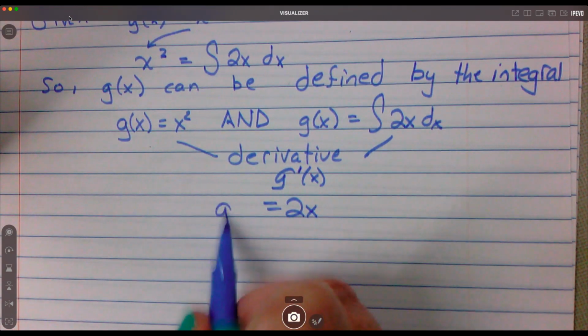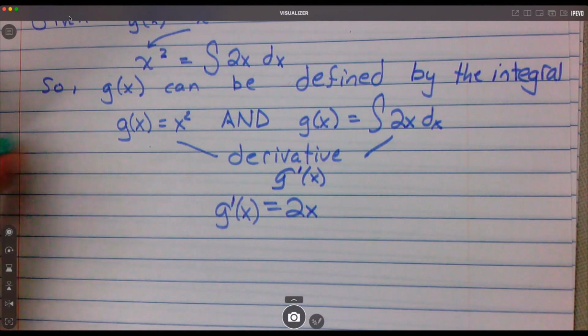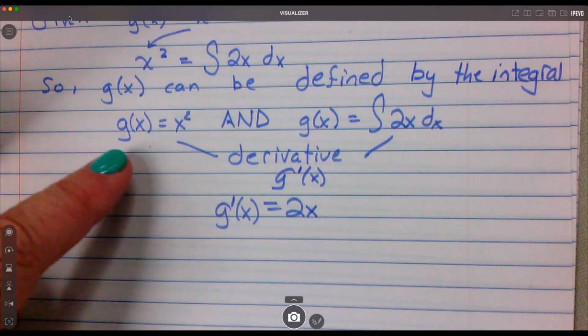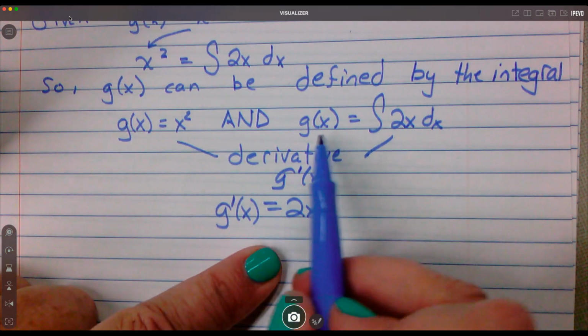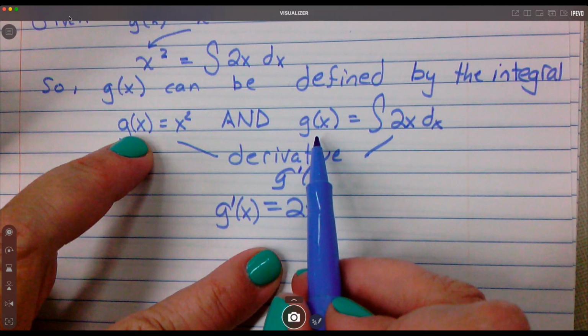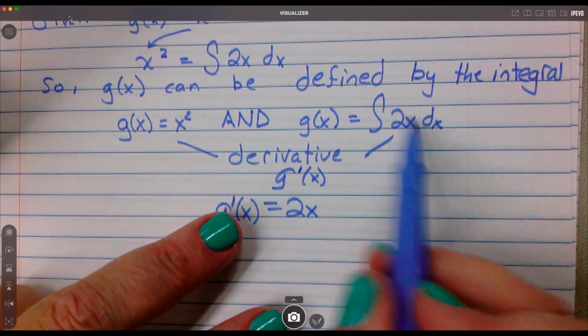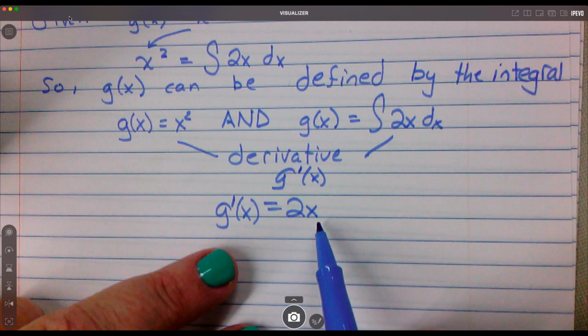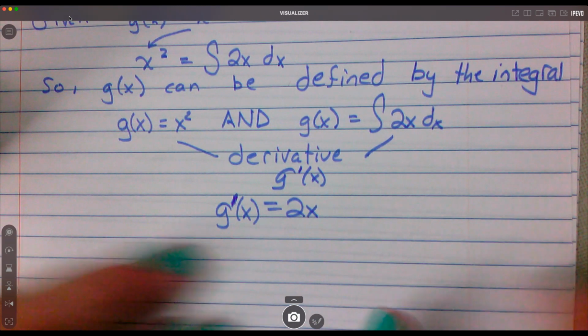Right? Maybe I'll write it here so it's a little clearer. So g of x equals x squared clearly has a derivative of 2x. But since these are the exact same function, if x squared has a derivative of 2x, then the integral also has a derivative of 2x. And that's probably one of the big takeaways from this lesson.